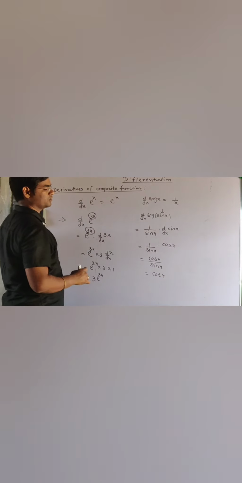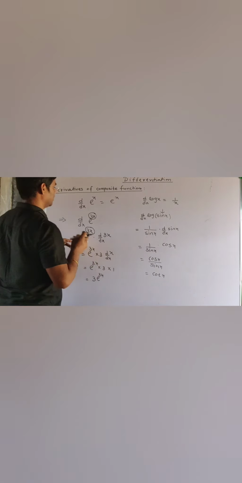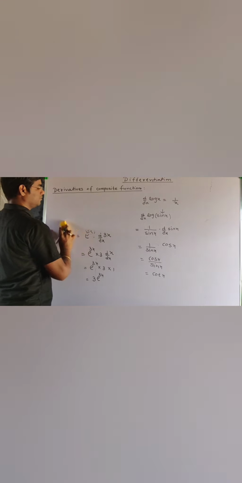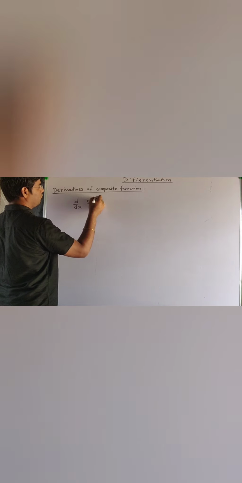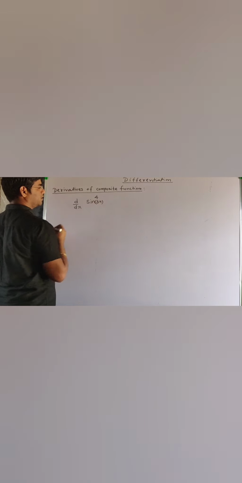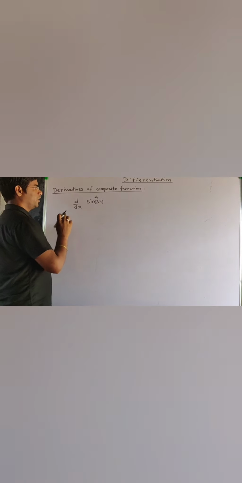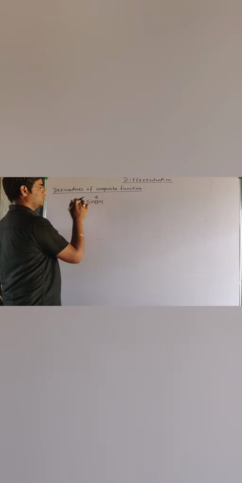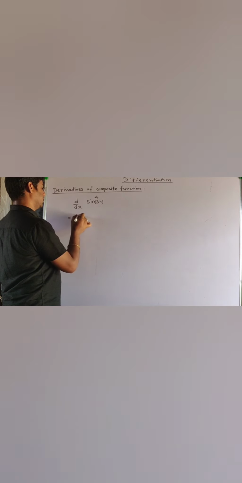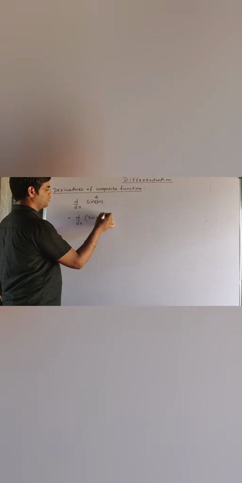So the derivative of log sin x is cot x. Let us take some more examples of trigonometric functions. Most students make mistakes in trigonometric functions. Suppose we have the derivative of sin 3x raised to 4. Whenever you have trigonometric functions involving power, first you have to use the x raised to n formula.